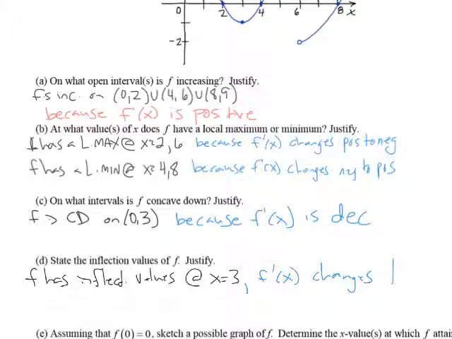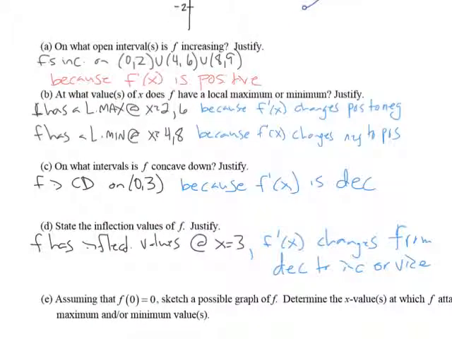There's our reason: f prime changes from decreasing to increasing, or vice versa, at these locations.